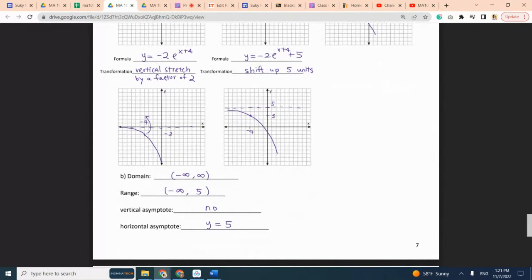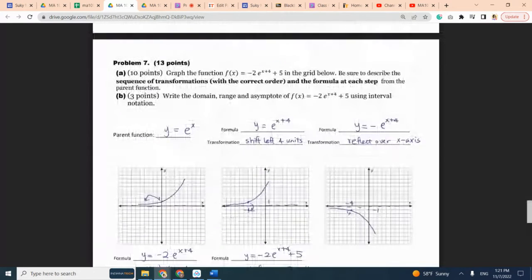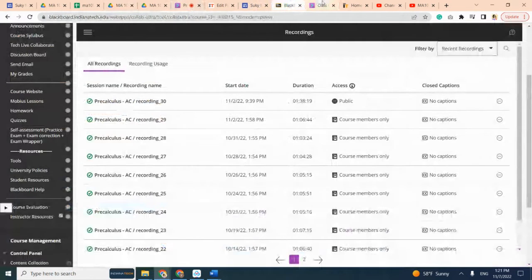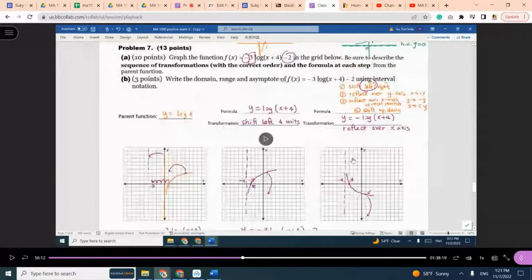So domain is minus infinity to infinity. Range is minus infinity to 5. Vertical asymptote, no. Horizontal asymptote, y equals 5. I believe only one of you got this right. Many of you got your parent function wrong. See? The review session right here. This parent function, log x, is only for log and ln. If you have an exponential function, the parent function looks like that.